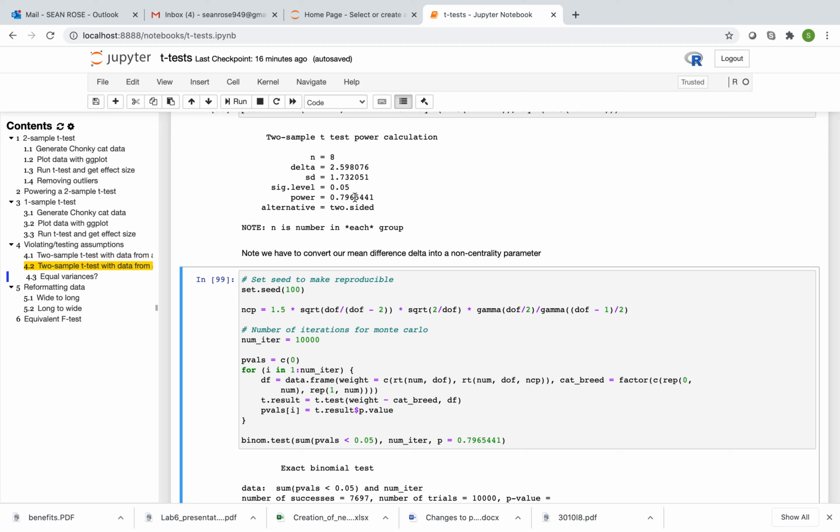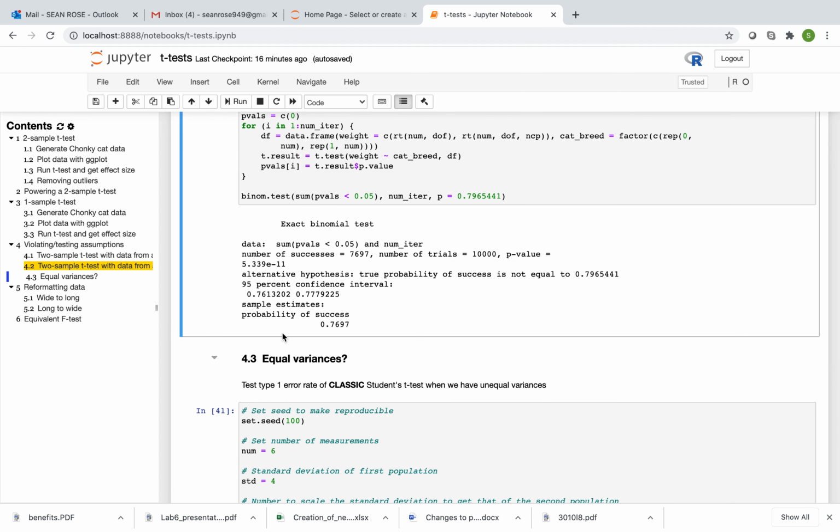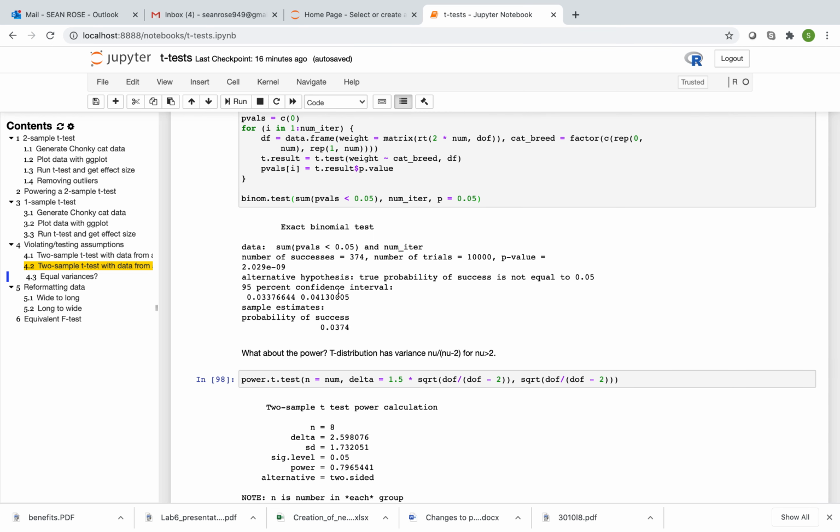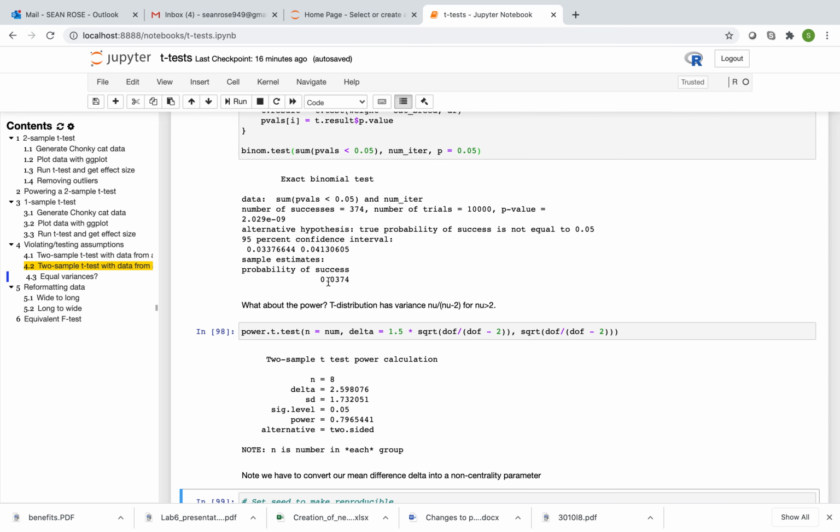And what did we predict? We predicted a power of 79%, but we're actually a little bit lower than that thanks to violating the assumption of normally distributed random variables. That's actually kind of consistent with the issue with the type 1 error rate, where the type 1 error rate came out to 3.74%. So that's essentially an overly conservative t-test because we're not rejecting a true null hypothesis as much as we expect to be.